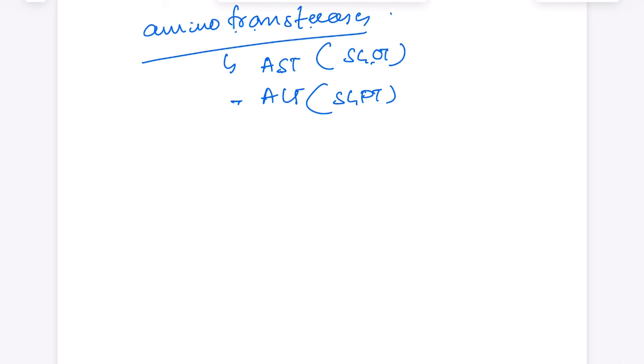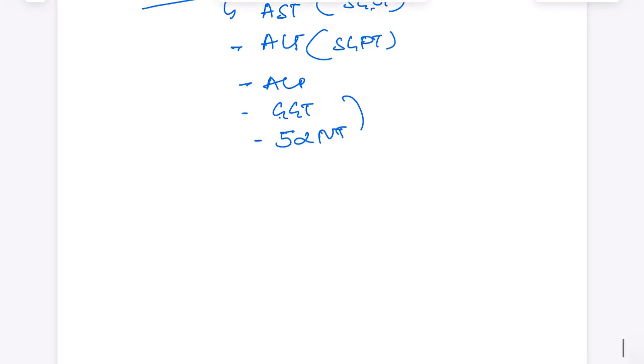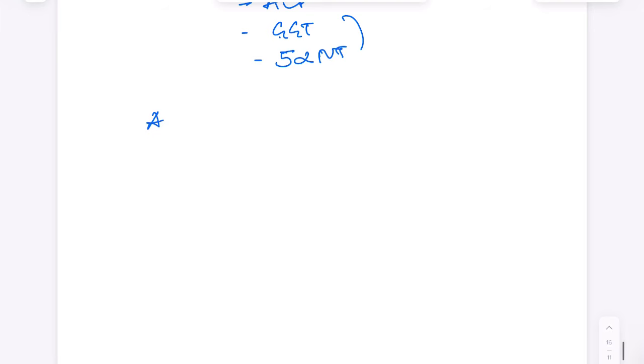Other enzymes include your ALP, GGT, and 5-nucleotidase. We don't discuss much about GGT and 5-nucleotidase because of less clinical significance. Their only significance in clinical practice while interpreting LFT is to know whether the elevated ALP is because of hepatocellular or non-hepatocellular causes. So let's discuss AST.